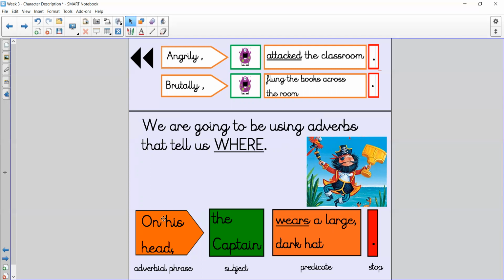Now, the adverbial phrase that I've used today is on his head, and that tells us where. Well, it tells us where about what? It tells us where his dark hat is. Where is it? It's on his head. So on his head is our adverbial phrase. The subject is the captain, and our predicate is wears a large dark hat. And just like normal, we've got my full stop at the end to show that my sentence has finished.